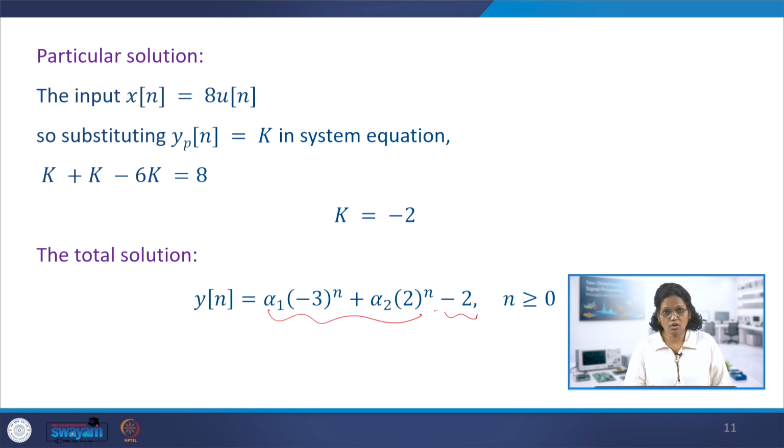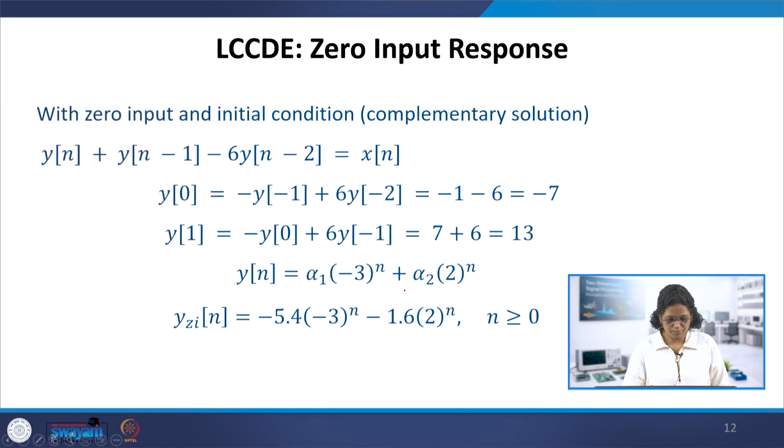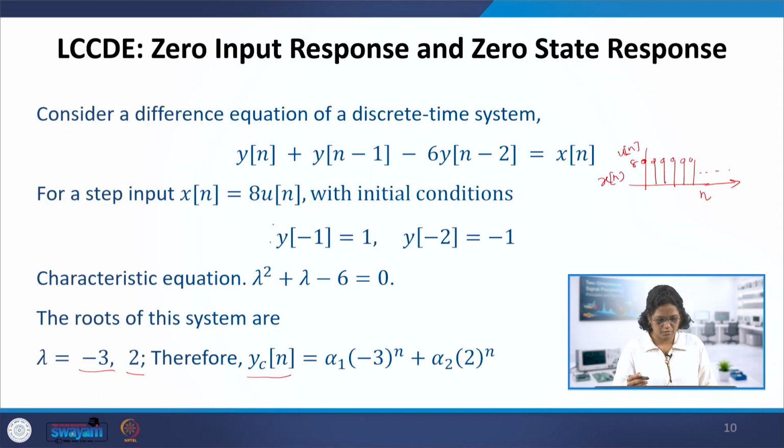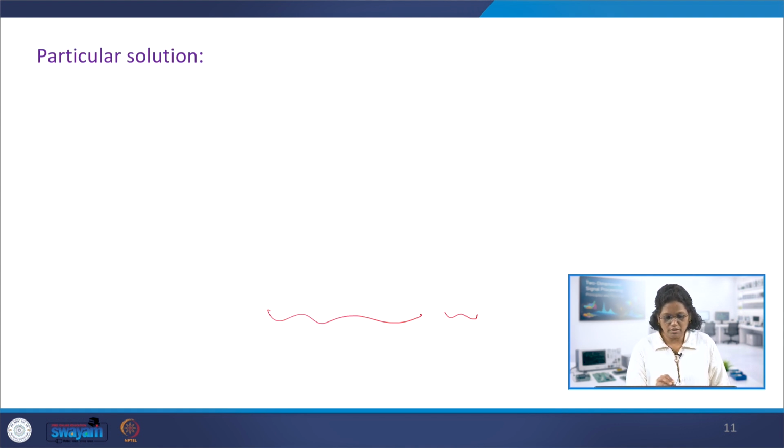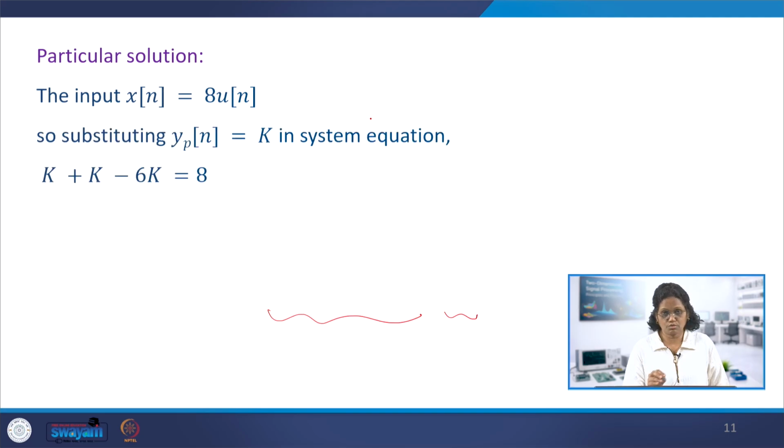Now, it is still not complete because alpha 1 and alpha 2 are unknown here. So, for a system response solution, you need to know alpha 1 and alpha 2. So, how do we find this alpha 1 and alpha 2? We can get this simply using the initial conditions in y of n. You can get two equations, for n equal to minus 1, y of minus 1, and y of minus 2. So, we can get two equations and solve for alpha 1 and alpha 2 to get the total response. That is possible. The aim is to find the zero state response and zero input response.